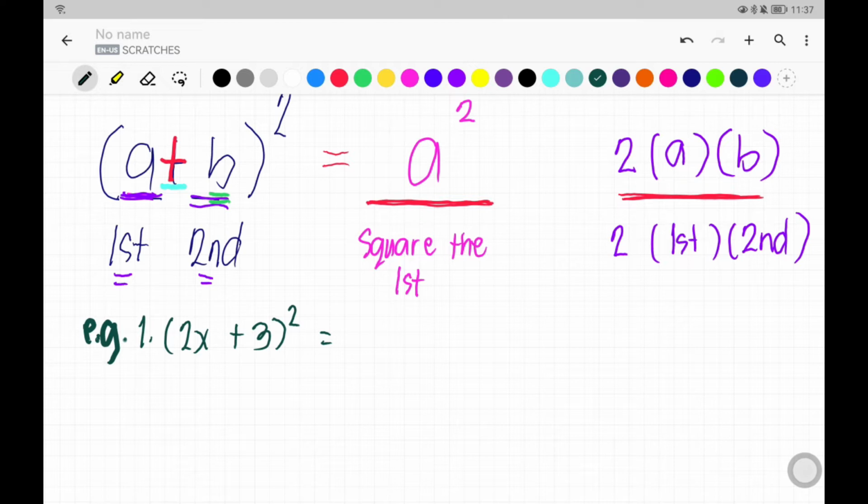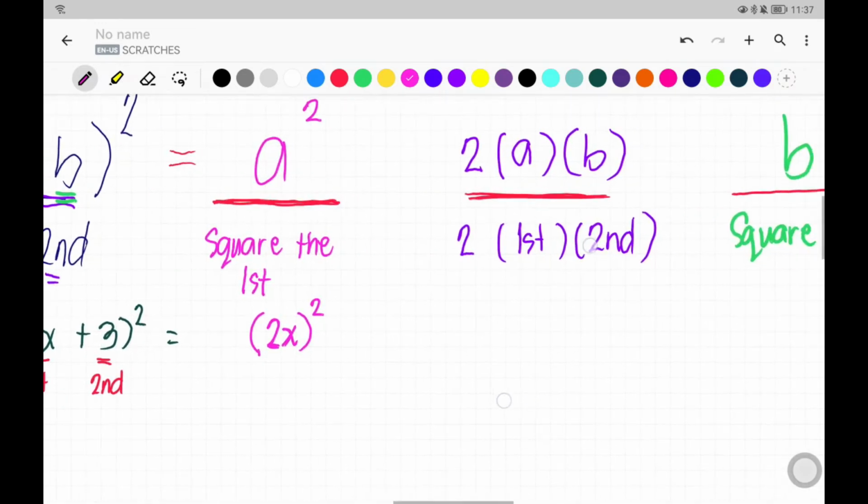I-square lang daw natin yung first term. Ano ba yung first term natin dito? Ang first term natin ay ito, and ito naman ang ating second term. So, square natin yung first term. Ang first term natin ay 2x. Ngayon, pag nagsulat tayo, hindi tayo pwedeng maglagay lang basta ng 2x since dalawa to, constant at saka variable na magkatabi. Therefore, we have to enclose this in a parenthesis.